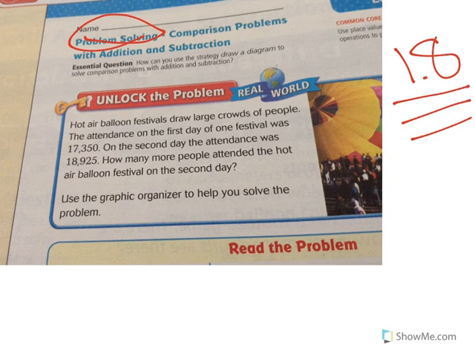A hot air balloon festival draws large crowds of people. The attendance on the first day of the festival was 17,350. Make your kids underline. Kids, you're listening, you've got to underline, you've got to circle, you've got to do something. On the second day, the attendance was, and we'll use a different color so we see the difference, 18,925. How many more people attended the hot air balloon festival on the second day? Now our key word is this phrase right there. How many more will always mean I subtract.